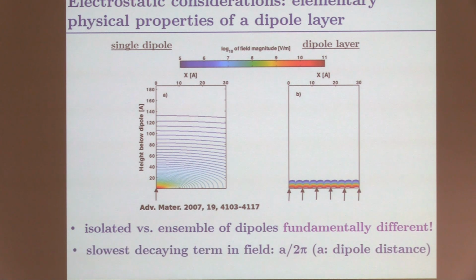The reason, if you look at it in more detail, is that the slowest decaying term in the electric field of such a layer depends critically on the distance between the dipoles. If that distance becomes small, the slowest decaying term also becomes small. So if my dipoles are closely together, let's say 10 angstroms apart from one another, it's 10 angstroms divided by 2 pi, so about 1.5 angstroms is the distance from the dipole layer over which the field decays into space. So it's much more confined to the dipole layer.